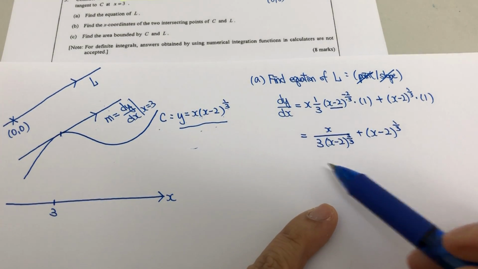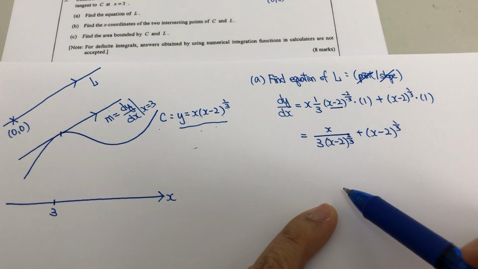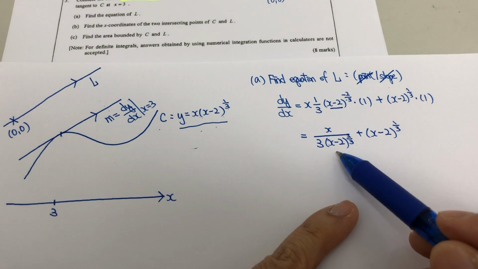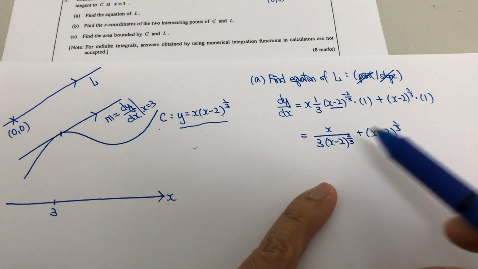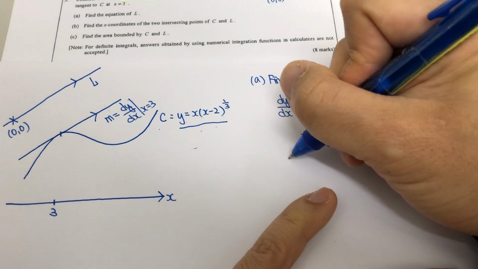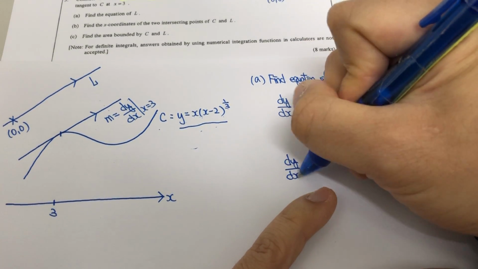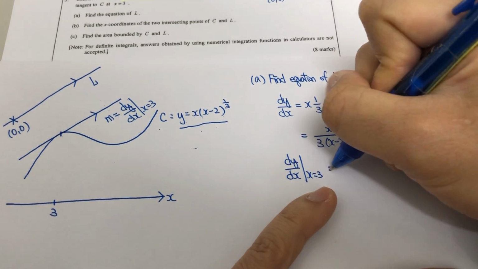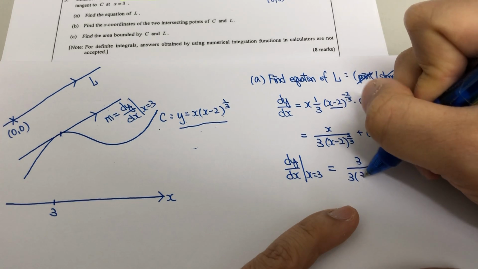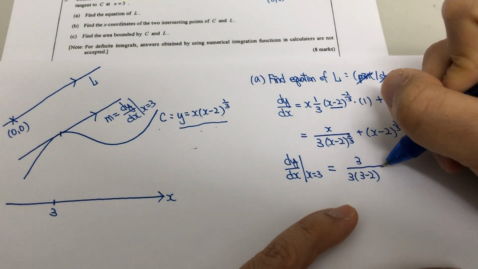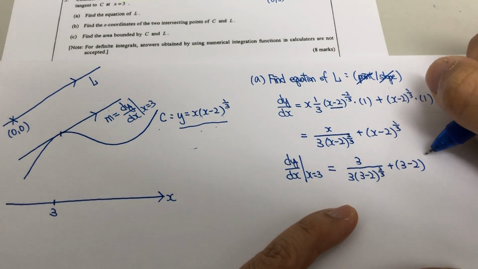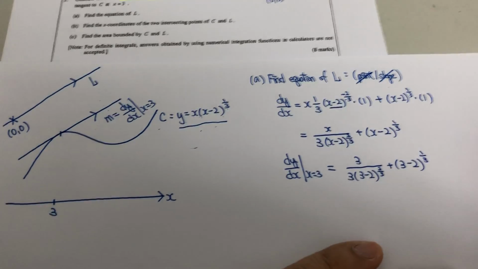So if we had to differentiate this one more time to find the second derivative, you better combine these two terms together. But now it seems that we do not need to differentiate one more time, so I'll just leave it there. Now, we also need to put x equal to 3 to find the slope. Therefore, x equal to 3. That means we have 3 over 3 times (3 minus 2) to the power of 2 over 3 plus (3 minus 2) to the power of 1 over 3.